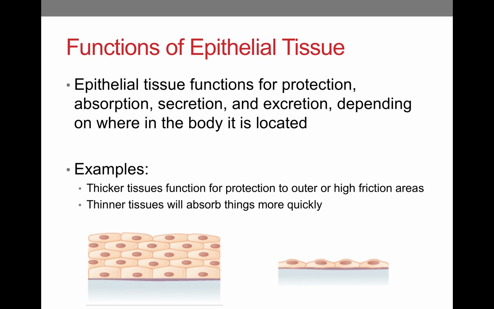Something like on the right, the simple squamous epithelium would not be very good for protection, because if that one layer is damaged, you're already at the connective tissue. There are no extra layers there to help protect. However, this thin tissue is really good for absorbing things. So for example, your lungs have simple squamous epithelium, which means that carbon dioxide and oxygen can diffuse through them very quickly, as opposed to having to diffuse through a stratified tissue. So that is a brief overview of epithelial tissue.